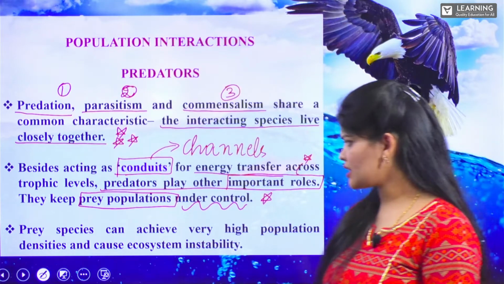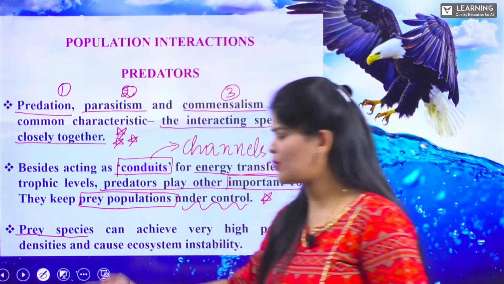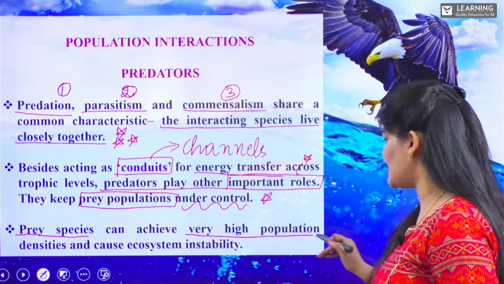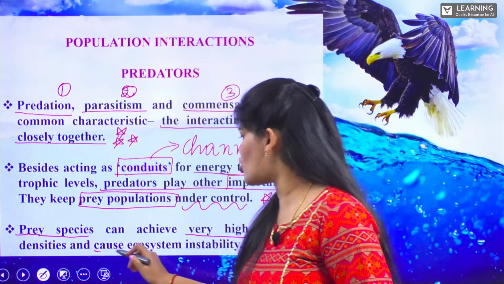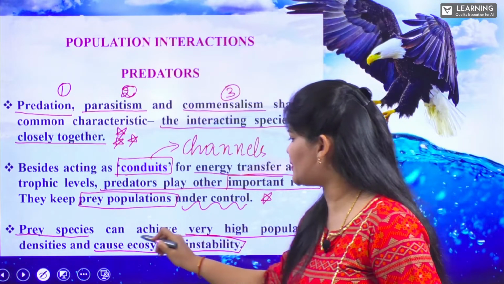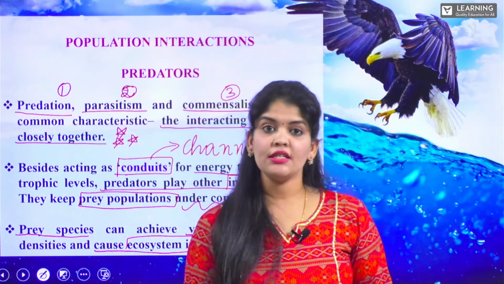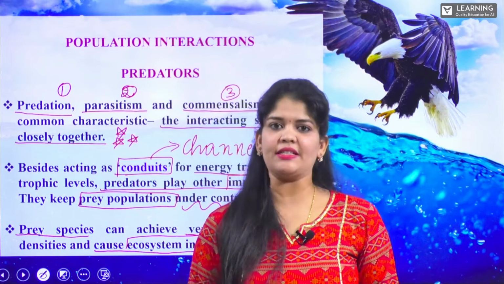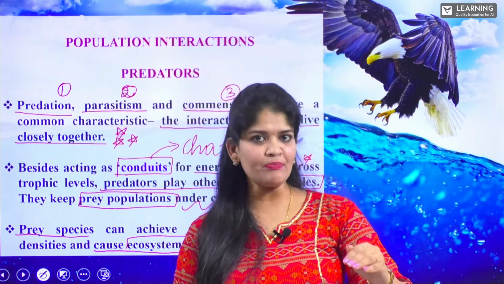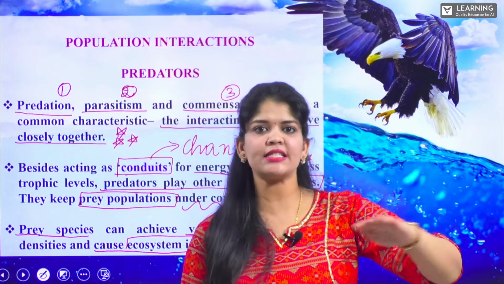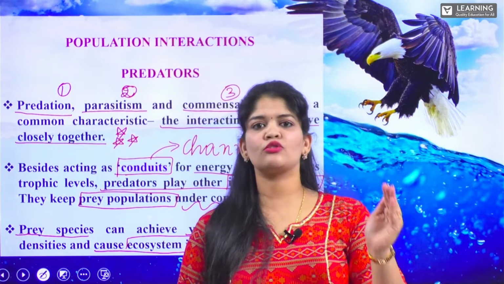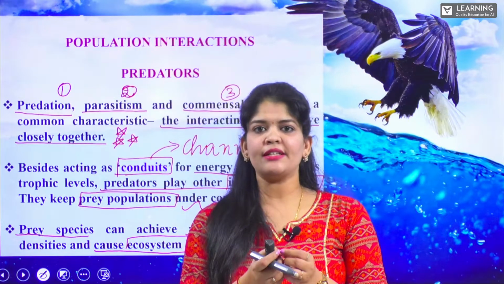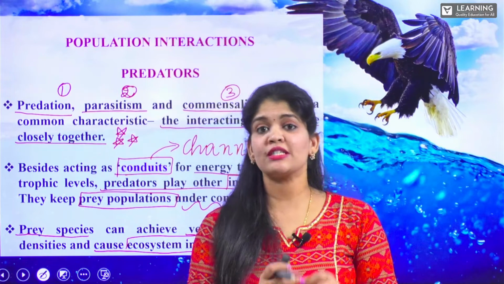Otherwise, the prey species can achieve very high population density and cause ecosystem instability. So the maintenance of ecosystem stability is by the predators. As the predators keep the population size and population density of the prey under control, it leads to ecosystem stability. If the predators are absent, it leads to ecosystem instability.